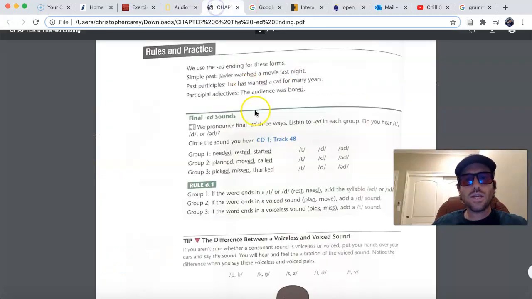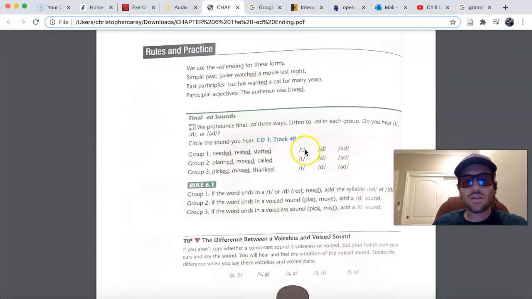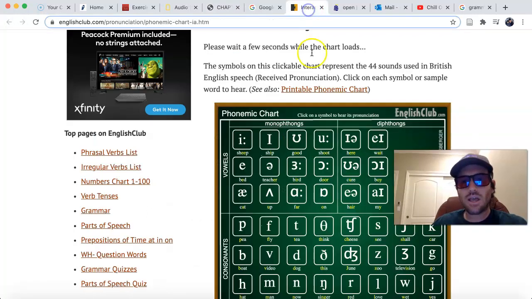So there are 3 potential ways that we pronounce the ED. The first way is the T consonant sound. T, t, t, t.